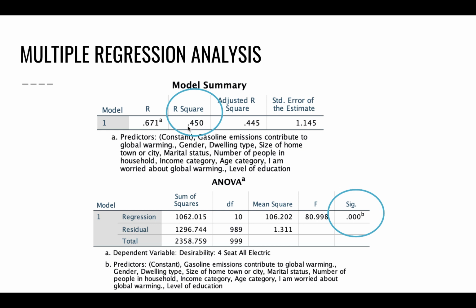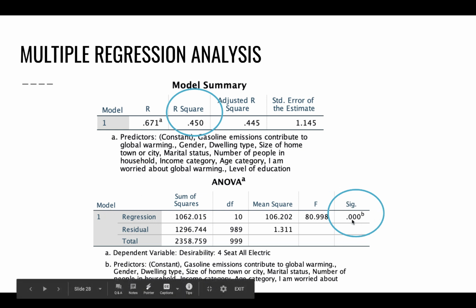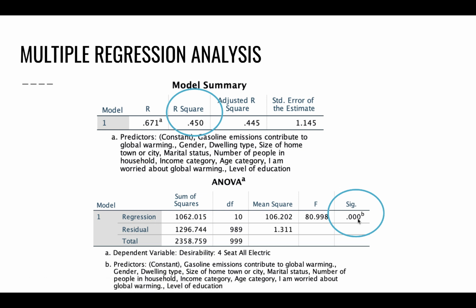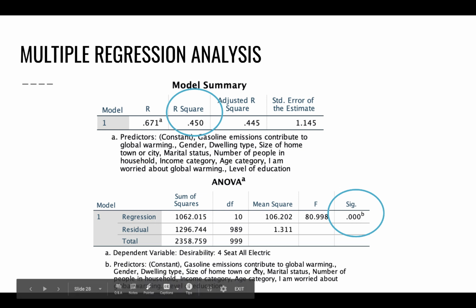Remember, this was a number always ranging between 0 and 1. In this case, it is 0.45, and we can mentally convert that to a percentage. So that means 45% of people's desire for a 4-seat all-electric car is influenced by your combination of independent variables. If you wonder whether this effect is significant, you just look at your model regression, and here significance 0.000, which is smaller than 0.05. So yes, you found a significant effect of your predictors, and they're listed right here on your dependent variable, the desirability for a 4-seat all-electric car.